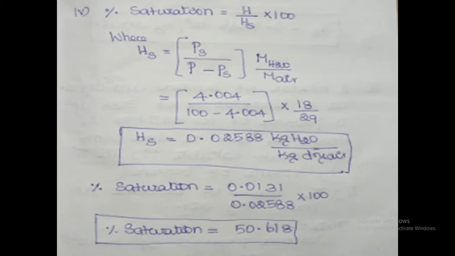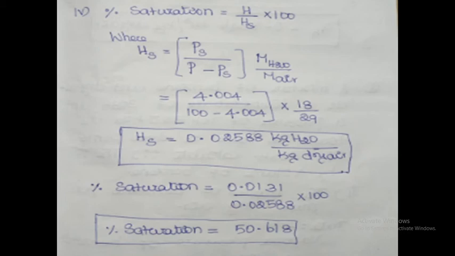So what is HS? HS is equal to PS divided by P minus PS, into molecular weight of water divided by molecular weight of air, for our problem. Why? Because our system is the air-water system. Are you clear? The PS is known, capital P is known, substitute here. Molecular weight of water 18, molecular weight of air 29. Substitute here, find out the answer.